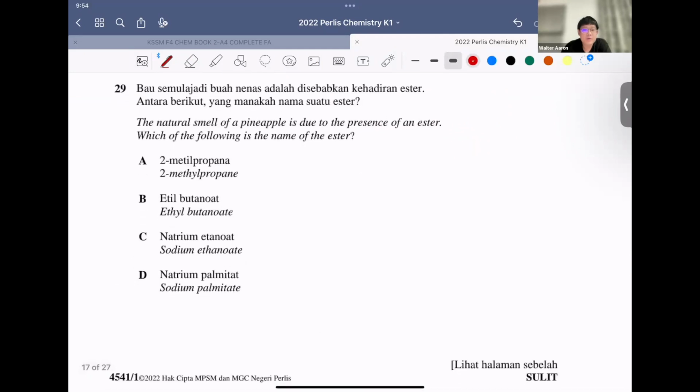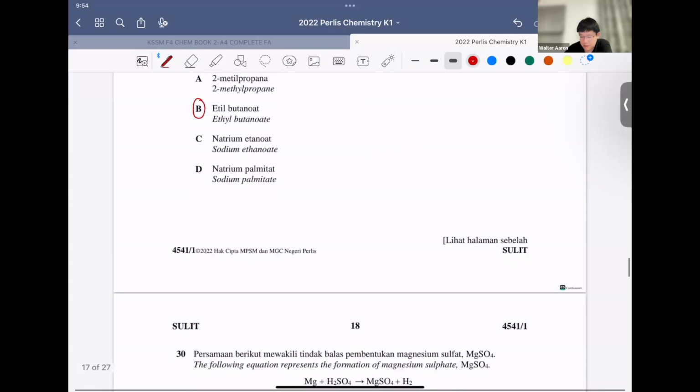29. The unnatural smell of pineapple is due to the presence of an ester. Which of the following is the name of the ester? If you want to talk about pineapple flavor or pineapple fragrance, it comes from the flavoring agent ethyl butanoate. Something that you must memorize from your textbook. Go and look up your textbook or reference books, and you'll notice that pineapple is one of the very common types of flavoring agents. The answer here is ethyl butanoate.